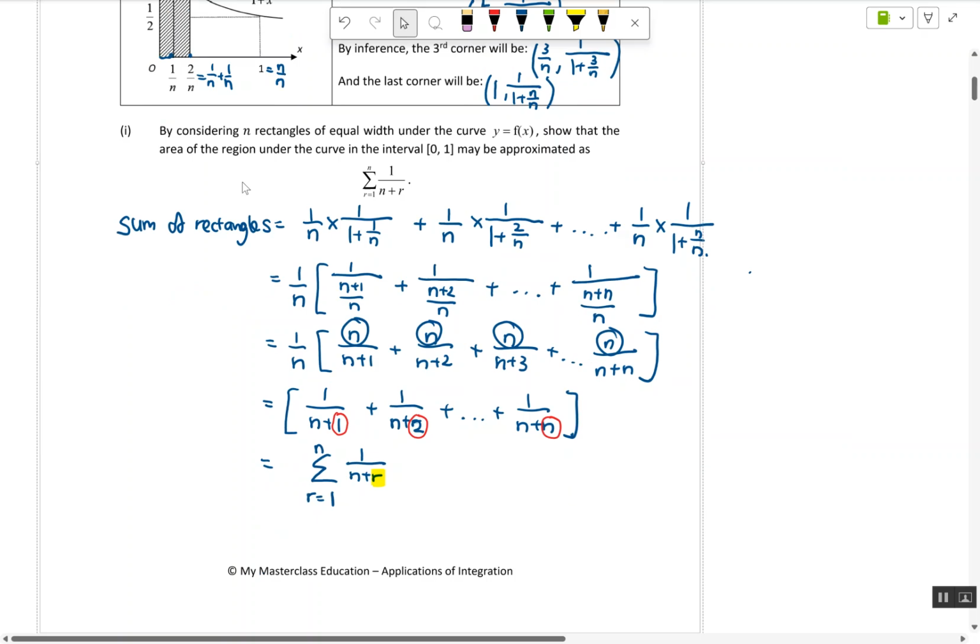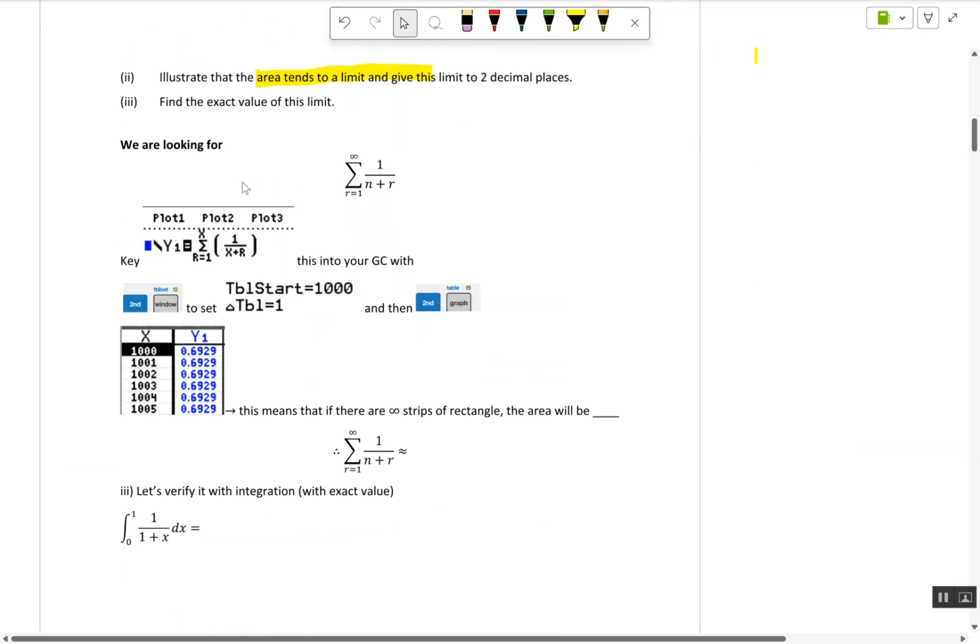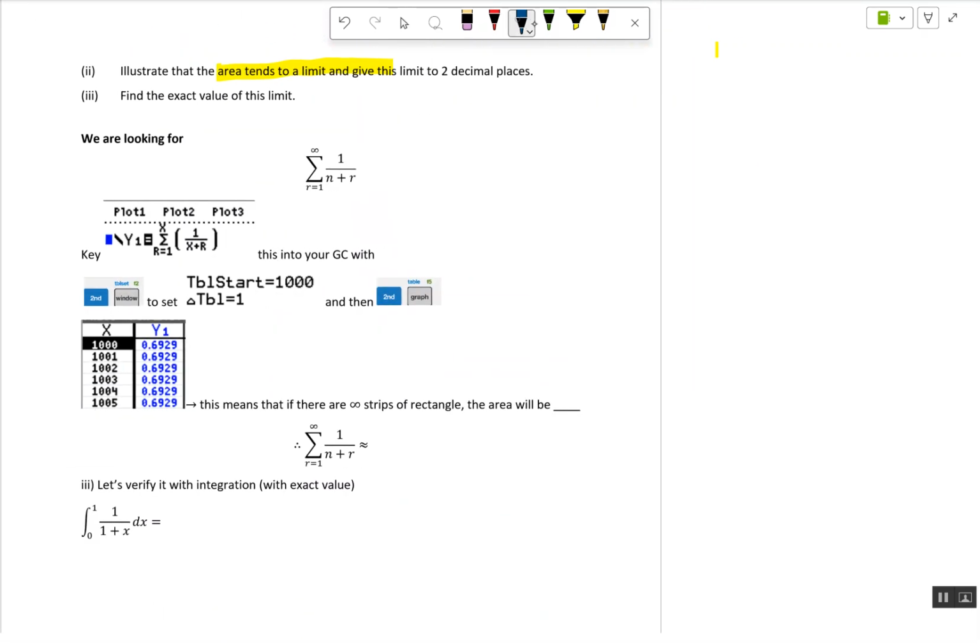And what is the question asking you? The area tends to the limit means the first part that we found, the summation of r equals 1 to n, 1 over n plus r, is actually equal to the sum of the rectangles. Okay, so I already put it down here. The question is actually looking for if you have n strips and n is so big, like 1 million, this means that n tends to infinity.